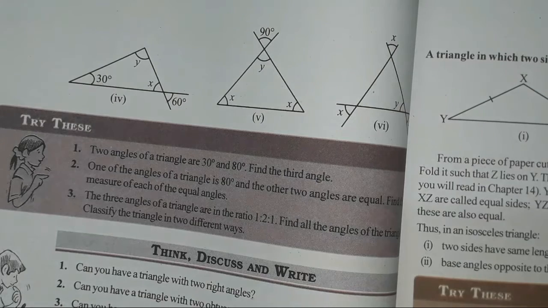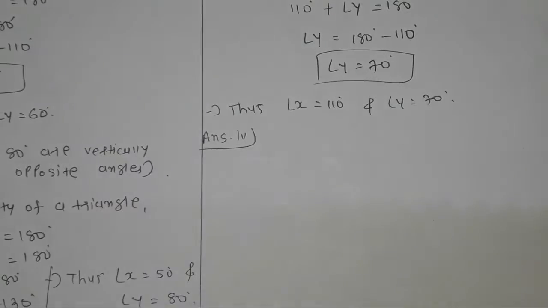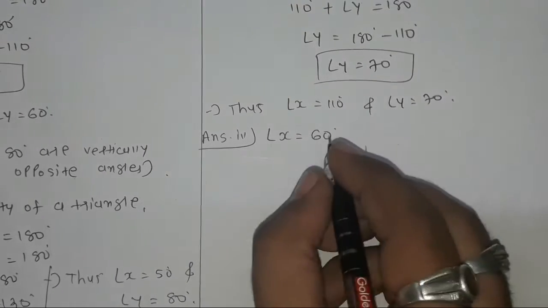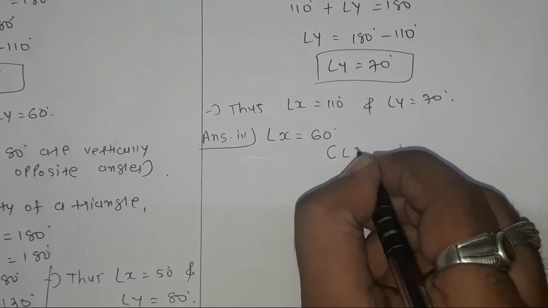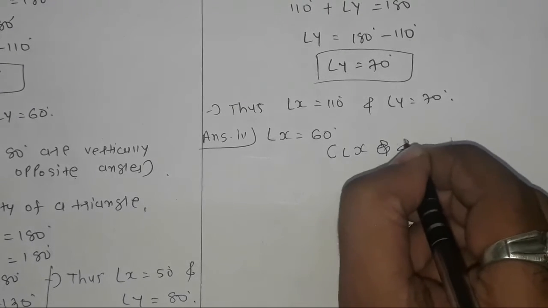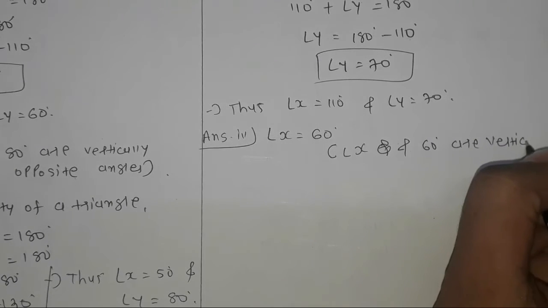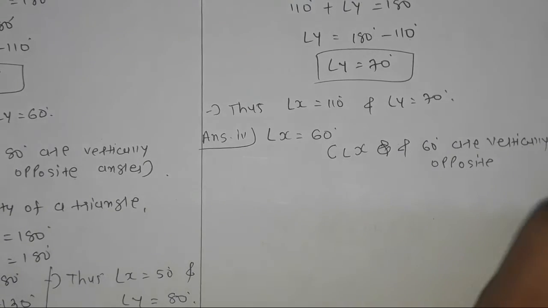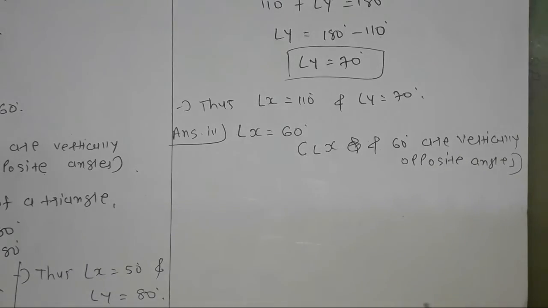and using that we can find the value of angle y using angle sum property, which says that measure of three angles in a triangle is 180 degree. So here we can write angle x is equal to 60 degree, because angles x and 60 degree are vertically opposite angles. Now here angle x is equal to 60 degree.